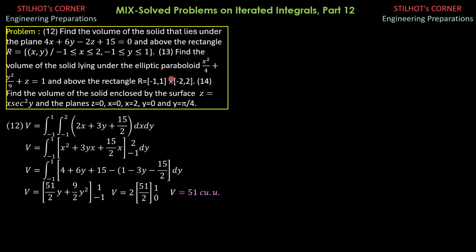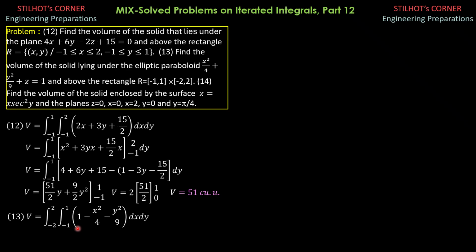Then for problem 13, find the volume of the solid lying under the elliptic paraboloid x squared over 4 plus y squared over 9 plus z equals 1. So that means z is equal to 1 minus x squared over 4 minus y squared over 9. So volume equals the integral, inner limits negative 1 to 1, outer limits negative 2 to 2 of the quantity z, which is 1 minus x squared over 4 minus y squared over 9, then dx dy. We treat x as the first variable to be evaluated.